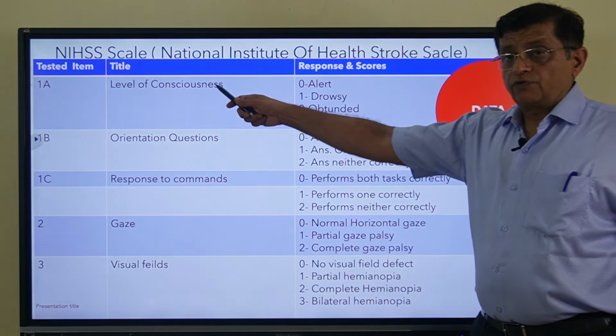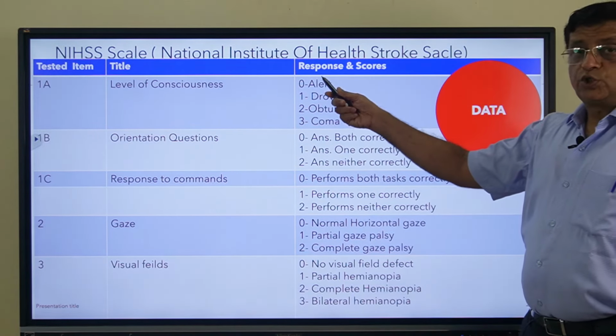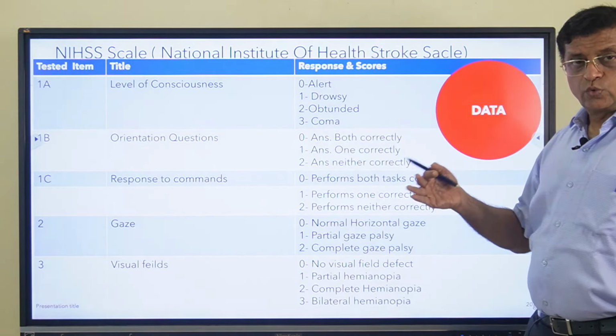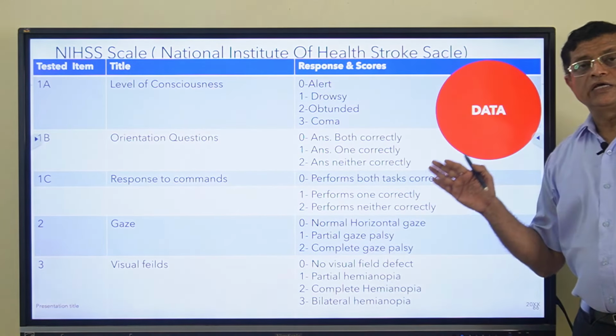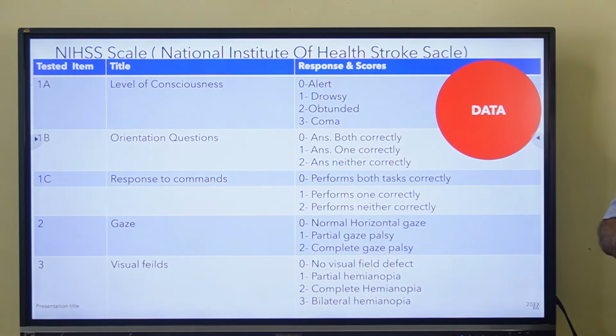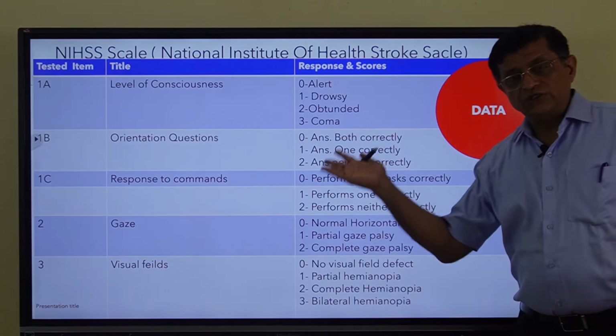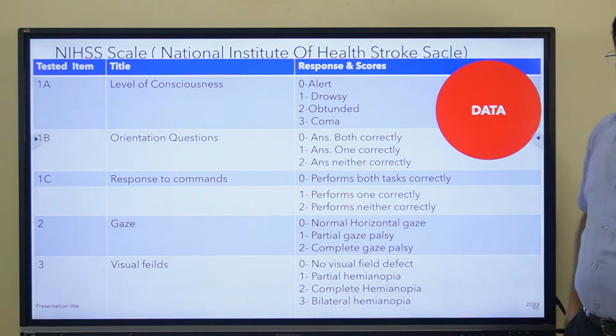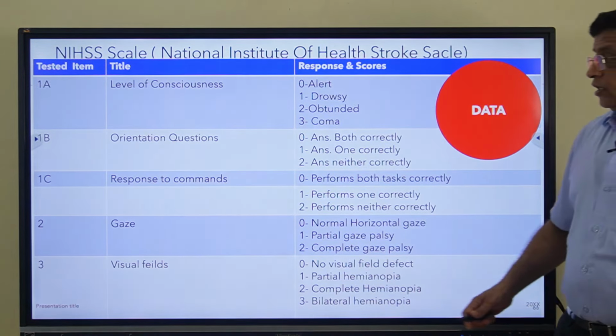First, you start with level of consciousness. If the patient is alert, you get 0 points. If the patient is in coma, 3 points. I am just going through this NIHSS scale; there are various apps and you can easily measure the NIHSS score. I am just giving you an idea, so we will browse through it a little faster.